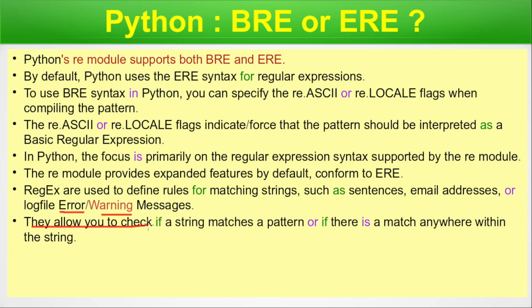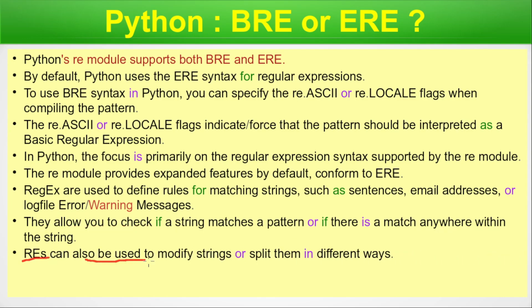Next, they allow you to check if a string matches a pattern or if there is a match anywhere within the string. So it could be a partial matching or the whole matching. REs can also be used to modify strings or split them in different ways. So these are different sets of operations with strings for the automation, the parsing, the QC and the QA, whatever you are doing using our Python code.